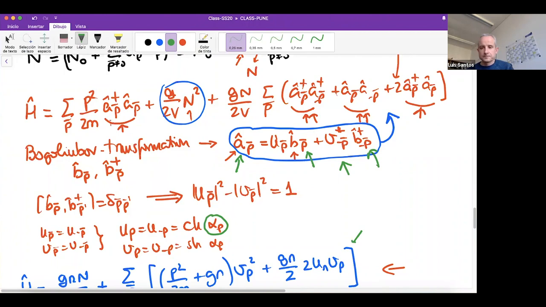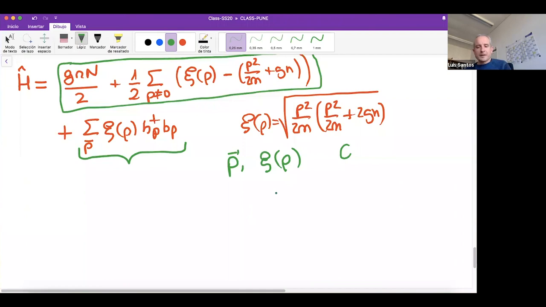Quasi-particle. Yes? These quasi-particles have defined momentum and a defined energy. And this energy is given by this expression here. So this energy depends on momentum and depends on interactions through this term here. This is what is called the Bogoliubov spectrum. Now I will come back to this Bogoliubov spectrum.